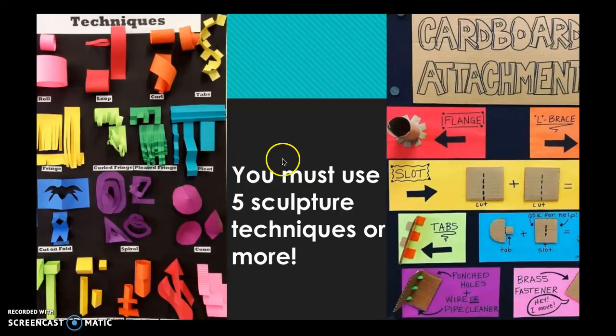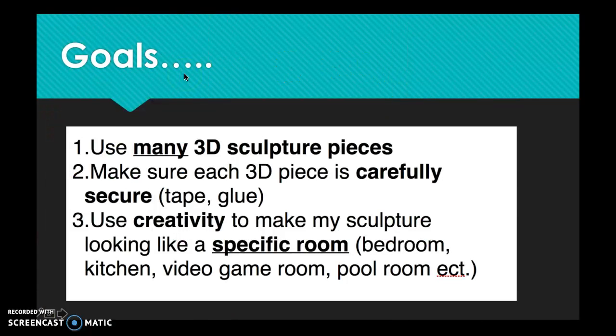Our first goal is that you must use at least 5 sculpture techniques or more using your paper or cardboard. So a sculpture technique would be a certain way that you cut, fold, or put pieces together to make something that looks like it's not flat like a piece of paper or a piece of cardboard, but it's actually kind of popping out like a sculpture piece. So these are the techniques. Remember, these are in the baskets at your table for you to look at.